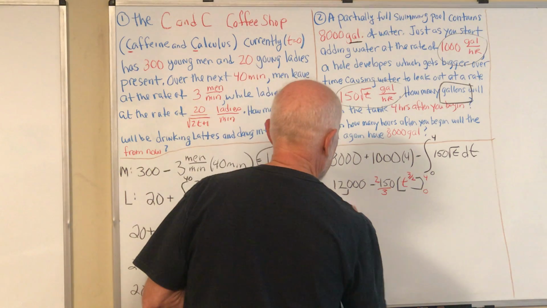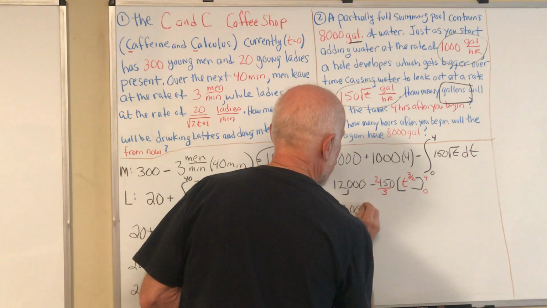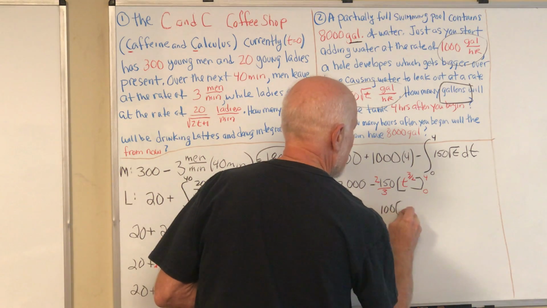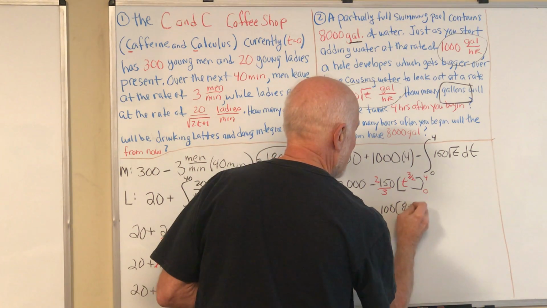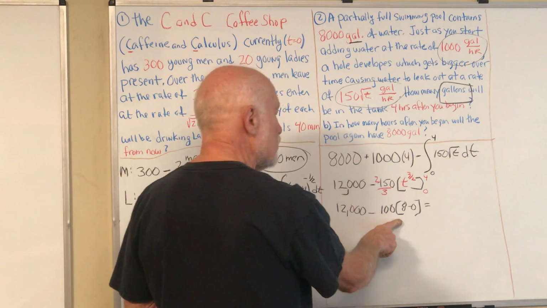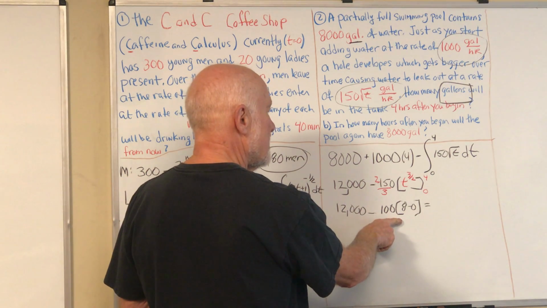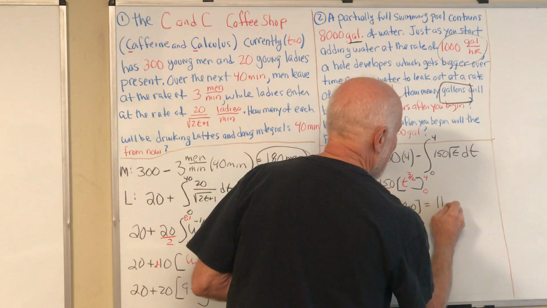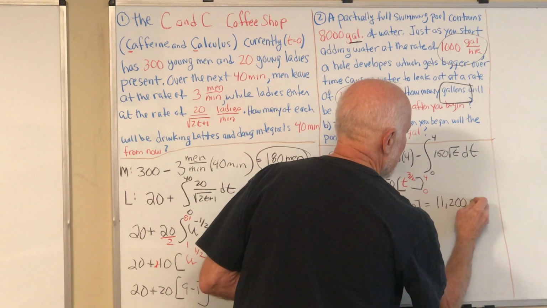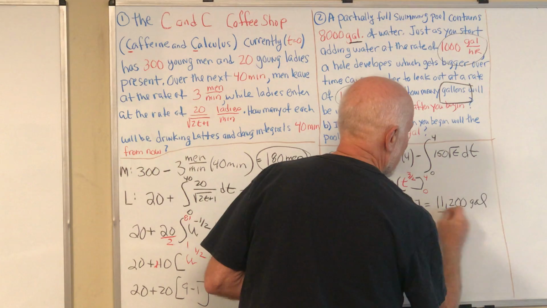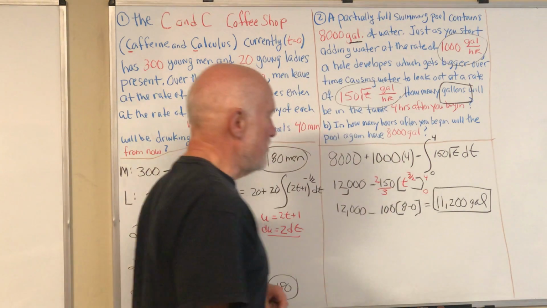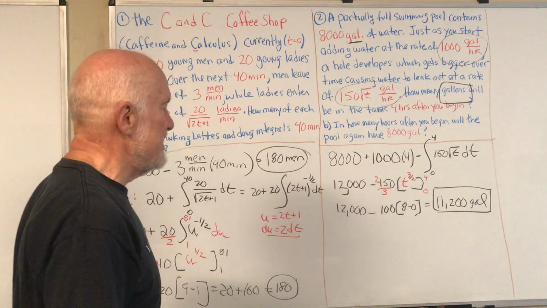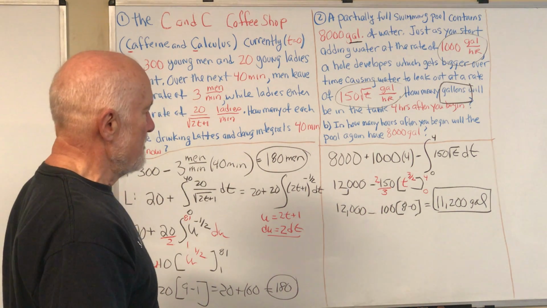So you get 12,000 minus 100 times 8 minus 0. You lost 800 gallons, so all together you have 11,200 gallons. So, we were able to do that just using our idea of what a definite integral is.